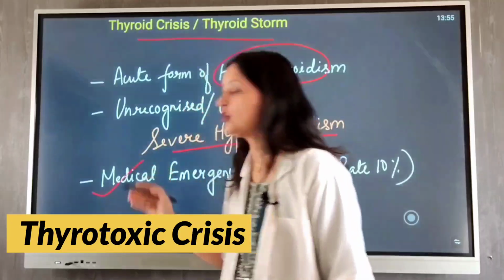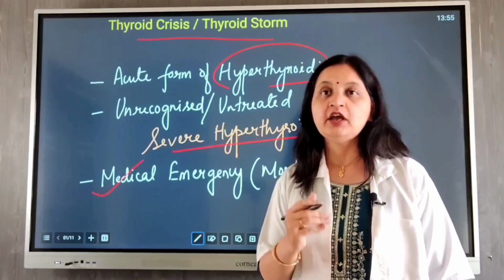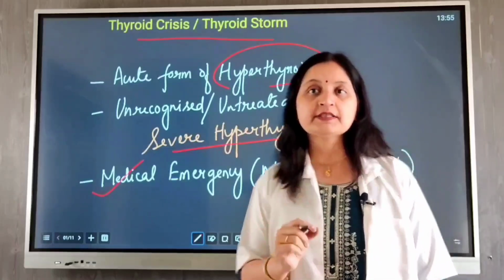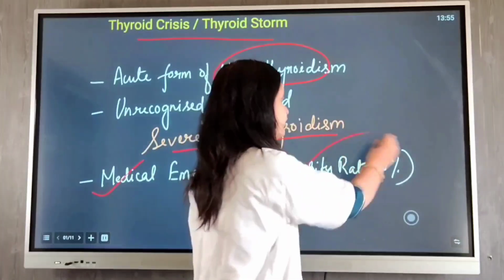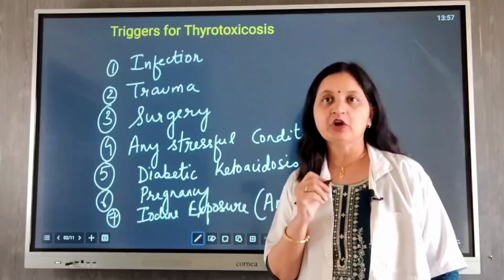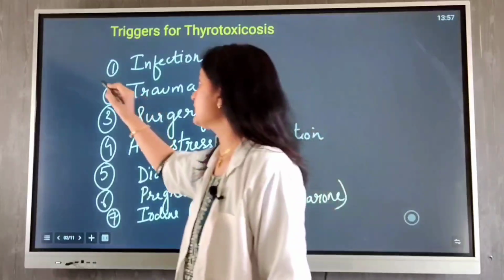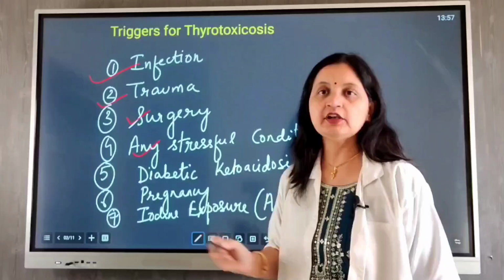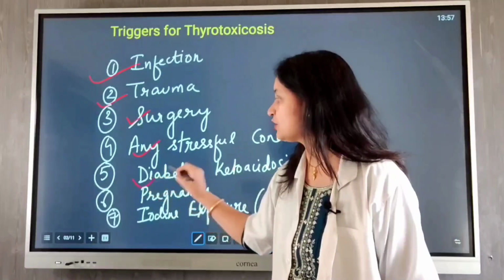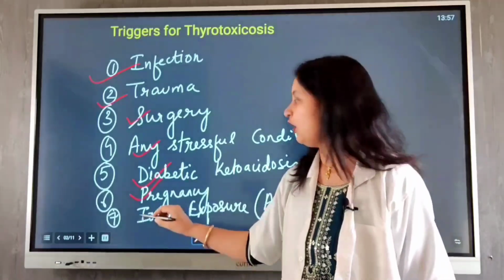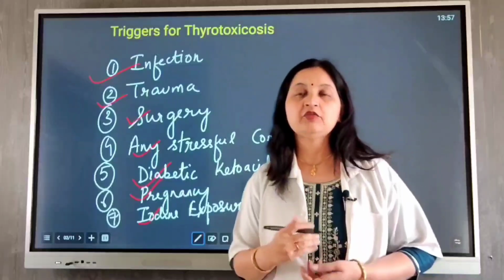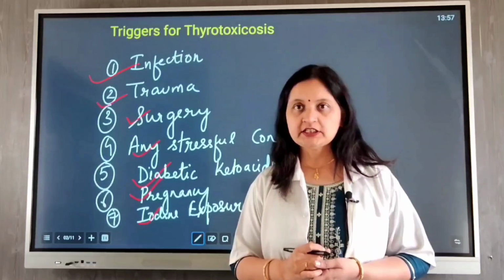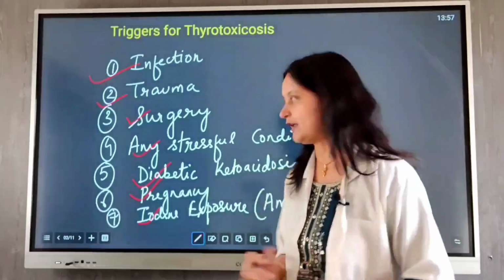It's a medical emergency. It's a life-threatening condition which requires hospital admission with a mortality rate of 10% despite early recognition and treatment. Some of the common triggers for thyrotoxic crisis are infection, trauma, surgery, any stressful condition, diabetic ketoacidosis, pregnancy, or exposure to iodine-containing drugs such as amiodarone. Now let's discuss the pathophysiological changes in thyrotoxic crisis.